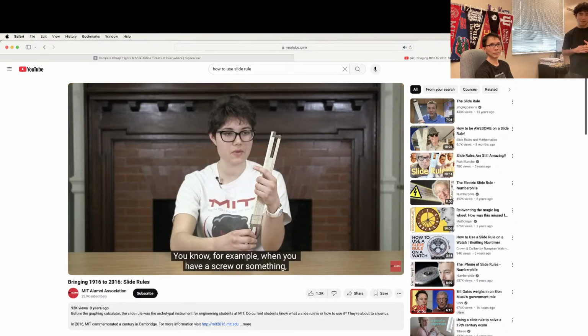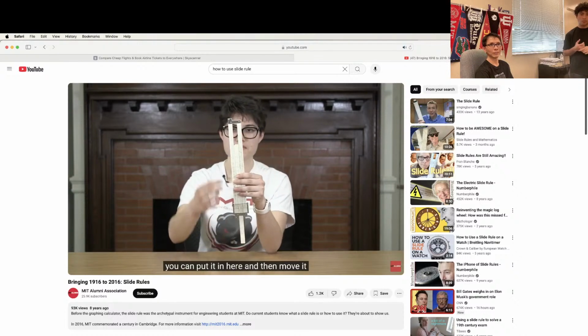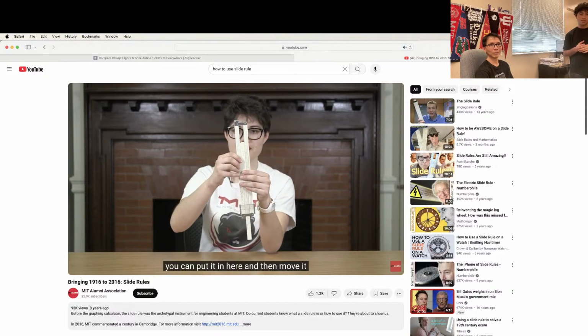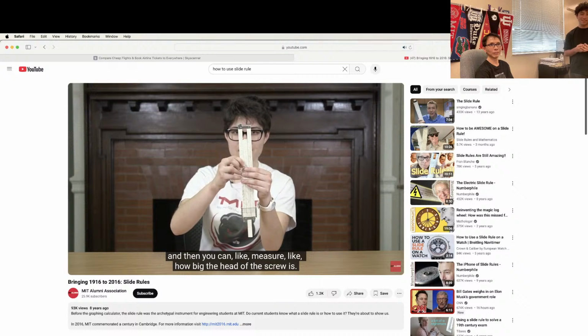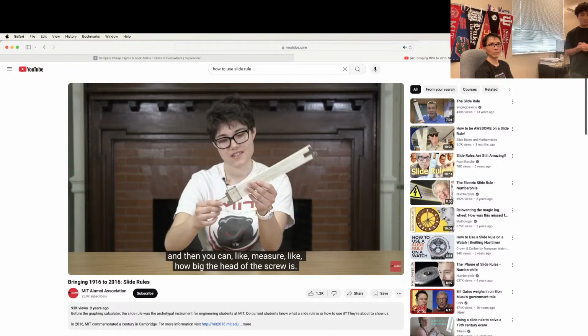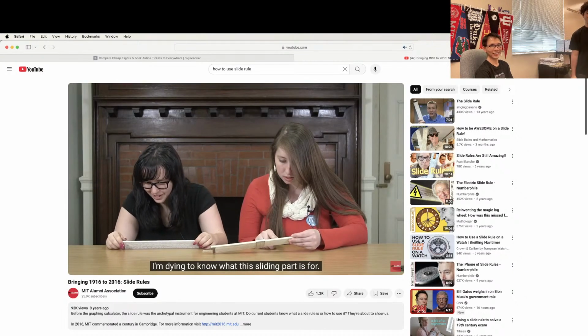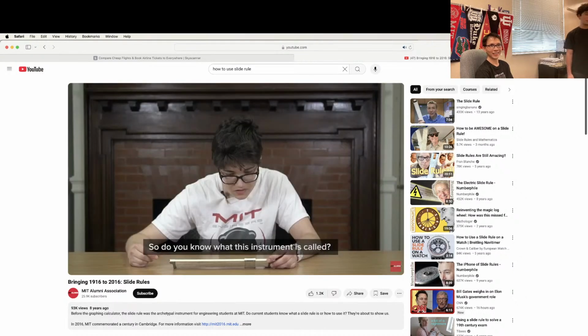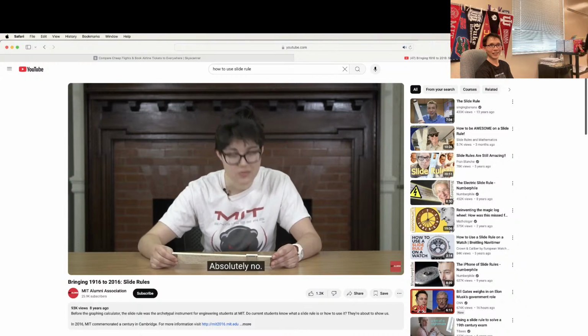For example, we have a curve. You can put it in the air and measure how big the head of the curve is. Do we all understand exponents? Absolutely. Right?